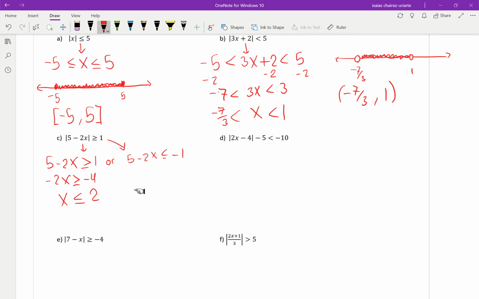Okay, so be careful with that. So here the reason why this inequality sign flipped is because in the previous step I divided by negative 2. And negative 4 divided by negative 2, that's just positive 2.